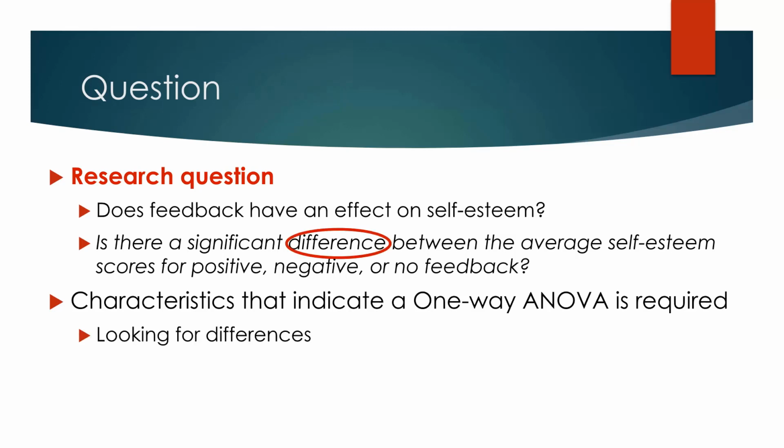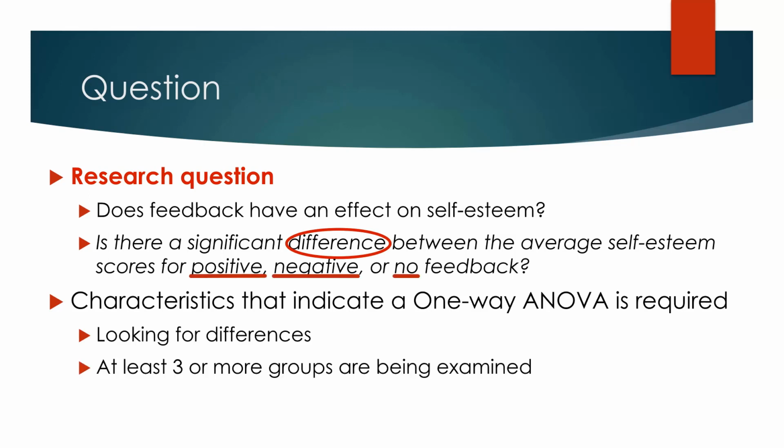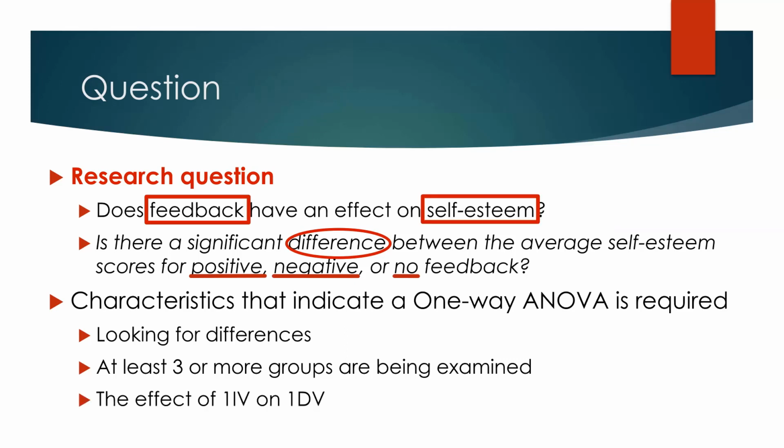So here are the characteristics. 1, you're looking for a difference. So you know it's got to be one of the mean difference stats, t-test or ANOVA. You've got 3 or more groups listed there, positive, negative, and no feedback groups. And you would see that in your data set. You would look at, what are the different groups that I have for this feedback variable? If you've got 3 or more, it's got to be an ANOVA. And since you only have one IV and one DV, you've got the one-way ANOVA.